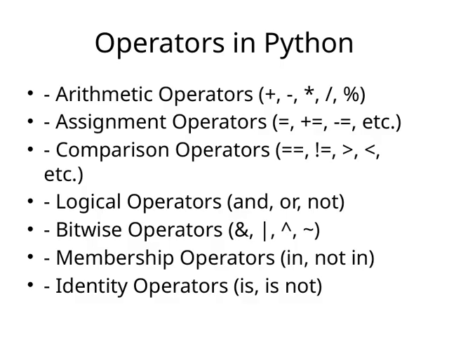Finally, we have identity operators, is and is not. These help us determine if two variables actually refer to the same object in memory, which can be important in certain contexts like object-oriented programming. All these operators are fundamental tools that help us control the flow and logic of our programs, making Python a versatile and powerful language.